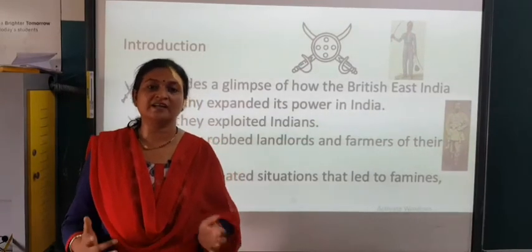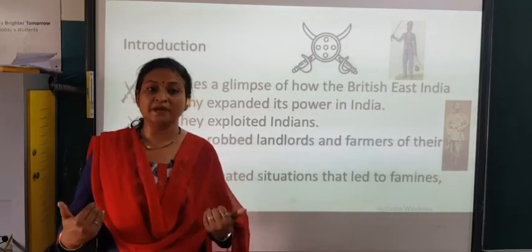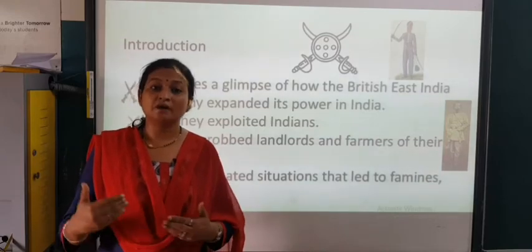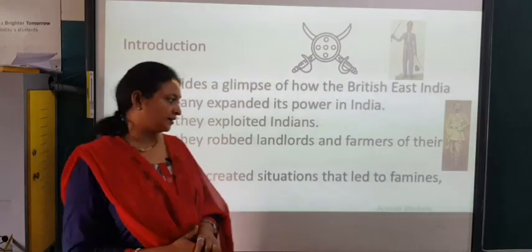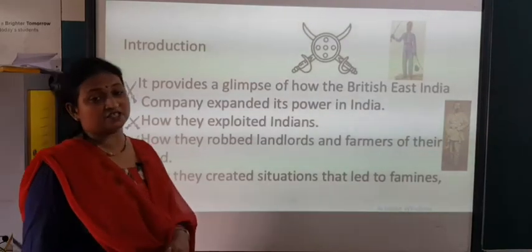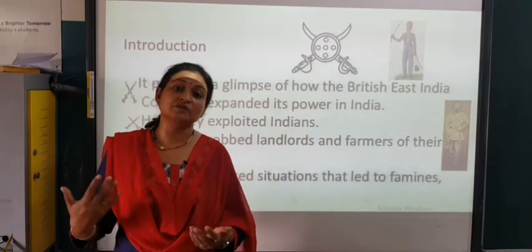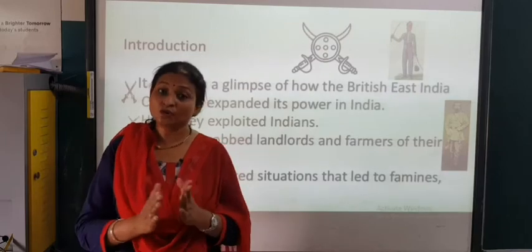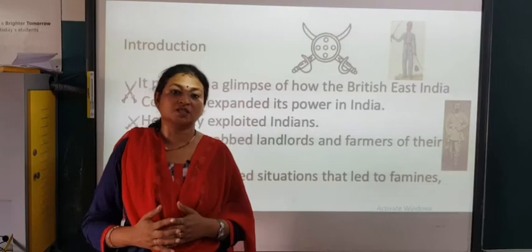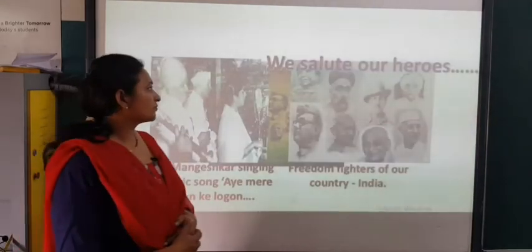It's very clearly evident they just used Indians and they benefited. They took a large amount of money from making the Indians work hard. How they created situations that led to famines, etc. Famines means people were dying because of hunger. There was no food, so it was only for Indians. They had enough food and all, but they created the situations for Indians to die.